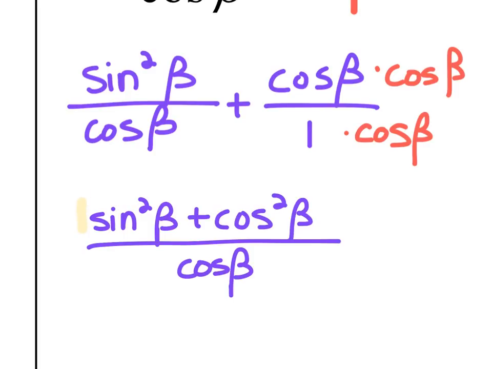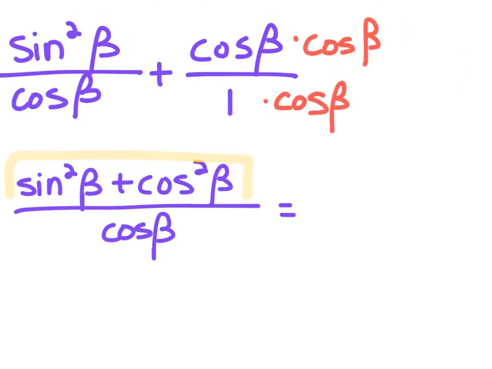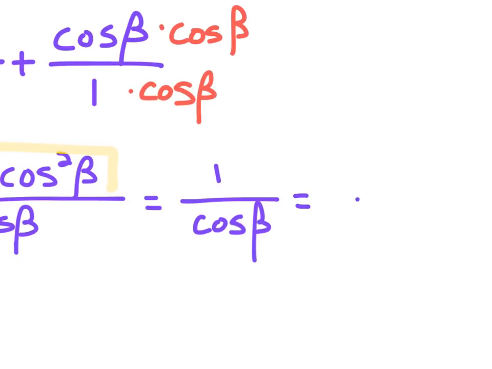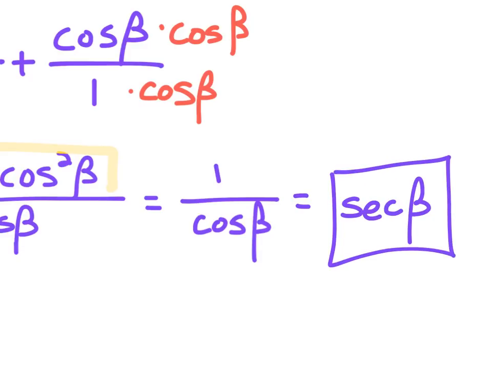Now, notice that your numerator is equal to 1. Sine squared plus cosine squared equals 1. And so that whole entire fraction just equals 1 over cosine of beta. And 1 over cosine is always equal to secant. So secant of beta is my final answer.